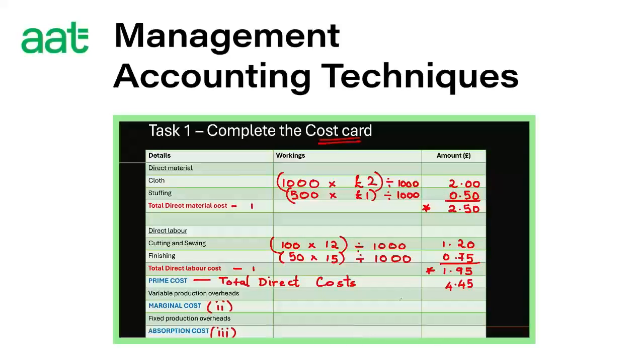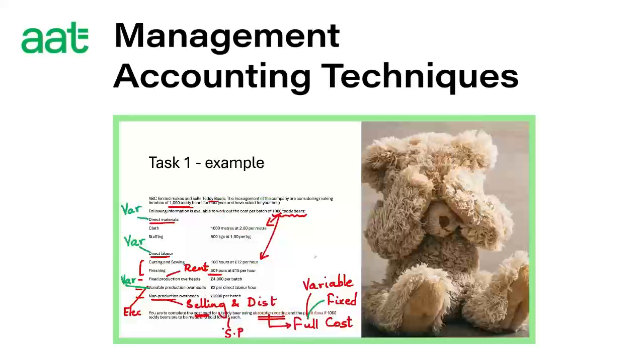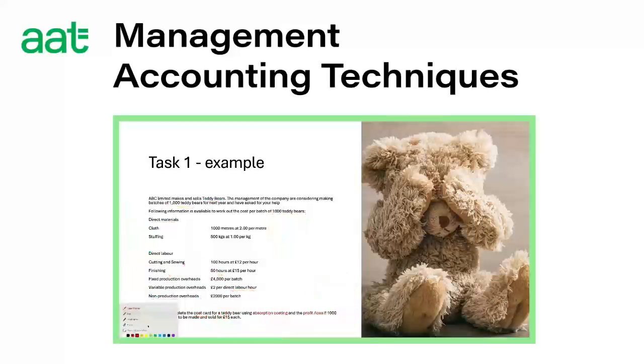Then I have to take into account my variable production overheads. So £2, it says per direct labor hour. Now here you've got to be a bit careful. It says £2 for each labor hour.